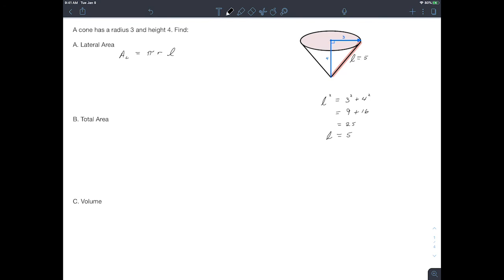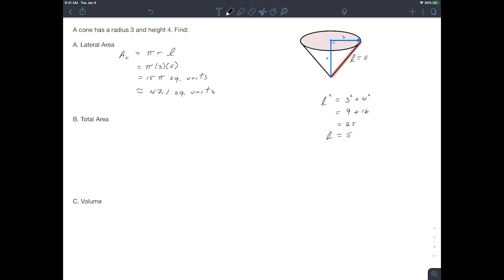All right, so now we've done the work and we have our slant height. So now it's just a matter of plugging everything in. Pi times the radius of 3 times our slant height of 5 will give us 15 pi square units. Again, that's our exact answer. The approximate will be 47.1 square units.